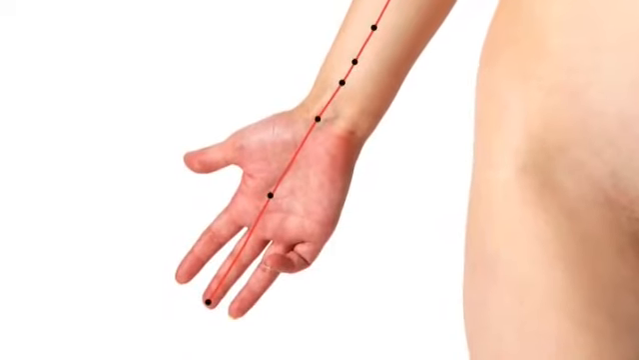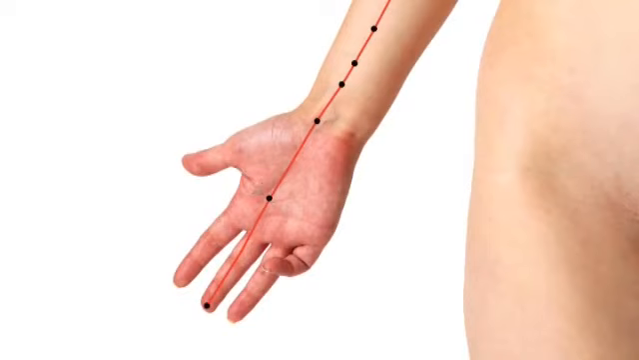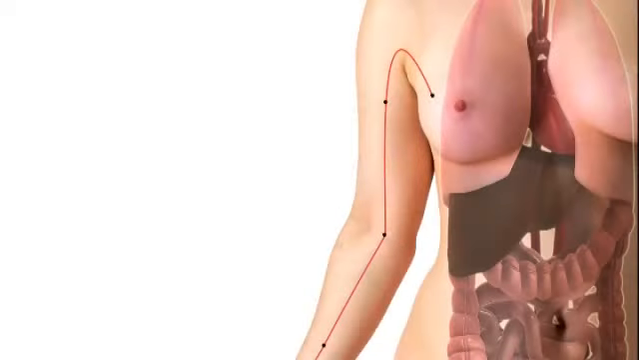The channel passes through pericardium 8 on the palm and terminates at the tip of the middle finger at pericardium 9. A deep pathway connects pericardium 8 to the ring finger. Another deep pathway separates from the pericardium, descending through all 3 jiaos.